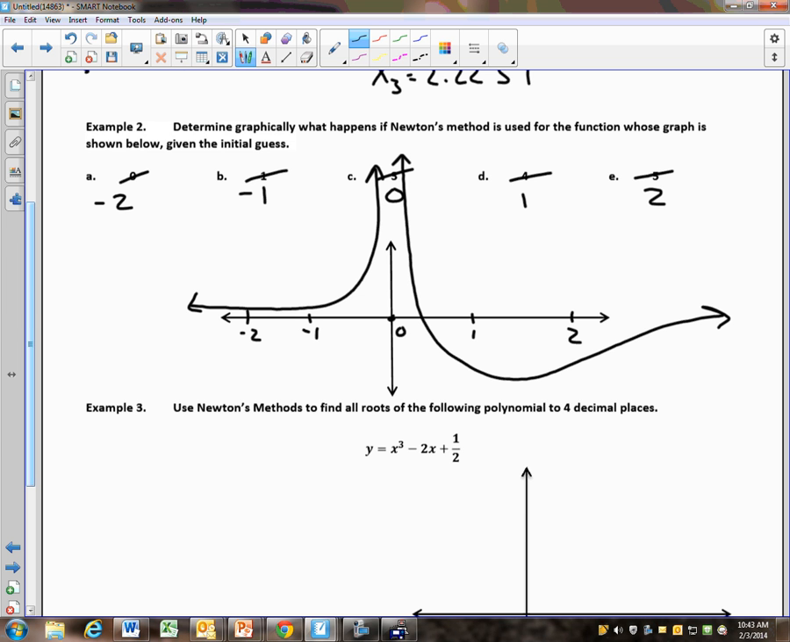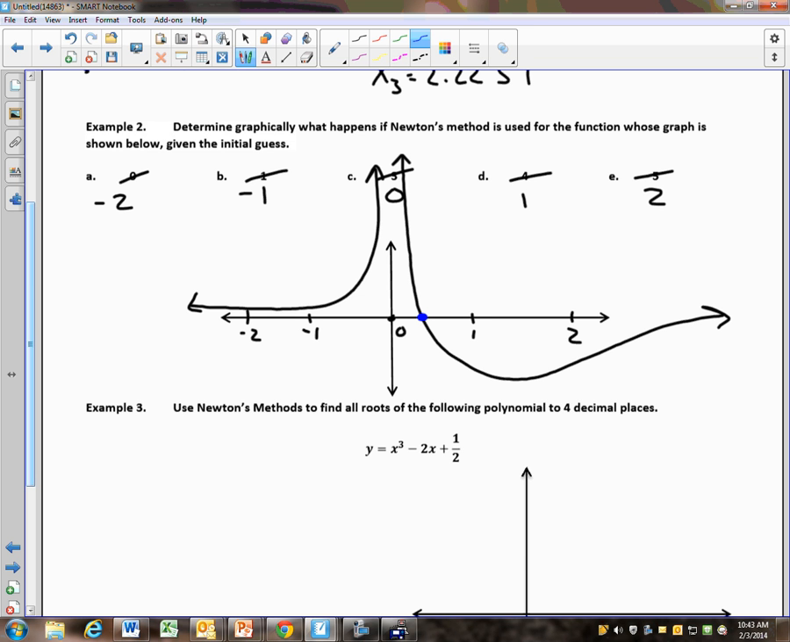So here's the deal. The question is, determine graphically what happens if Newton's method is used for the function whose graph is shown below. So picture Newton asking about the first question: how do you find x-intercepts for things that you really don't know how to solve for? So you tell me when I get to the x-intercept.